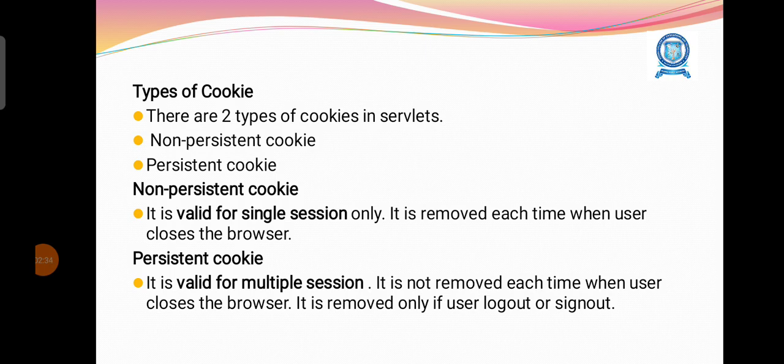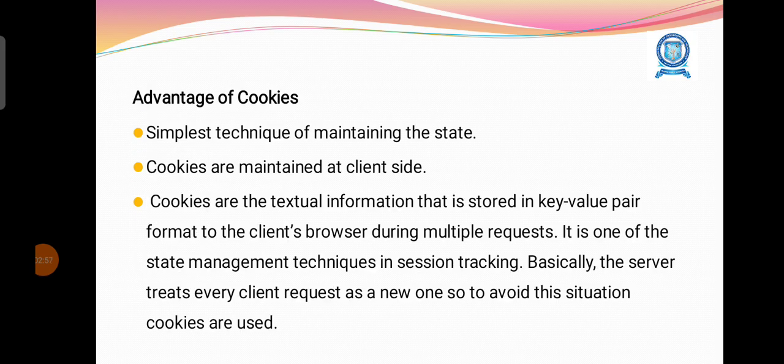Types of cookies. There are two types of cookies: non-persistent cookie and persistent cookie. A non-persistent cookie is valid for a single session only. It is removed each time the user closes the browser. A persistent cookie is valid for multiple sessions. It is not removed each time the user closes the browser. It is removed only if the user logs out or signs out.